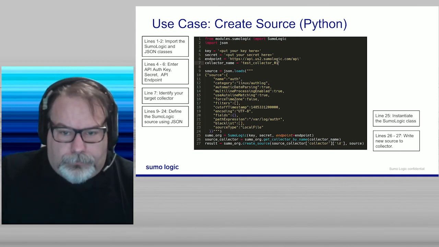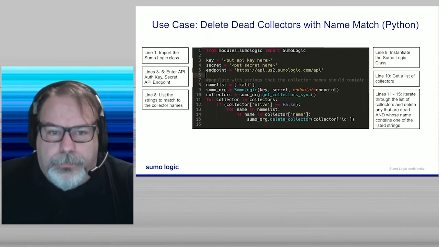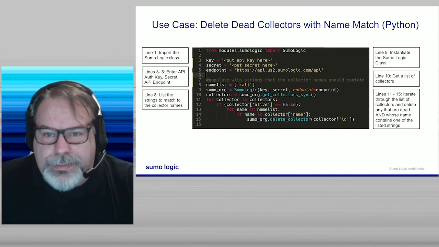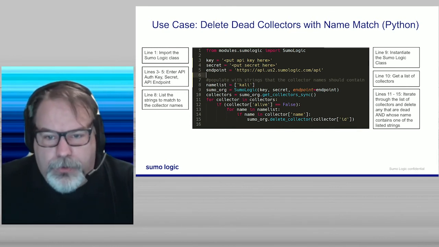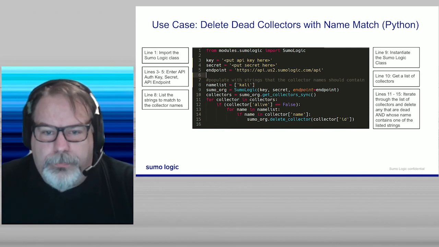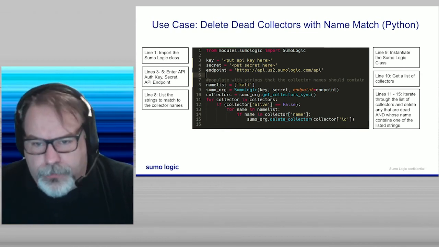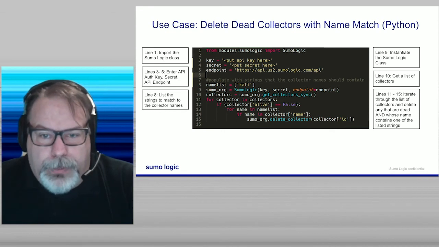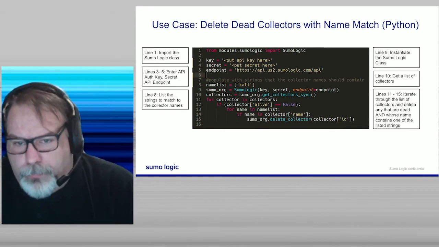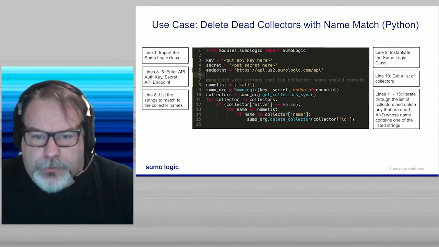Now, I do have another example here. This is one that is pretty common, wanting to delete dead collectors, but by name. So maybe you have a group of collectors that all start with the same substring. Maybe they all start with like PC or workstation, and you want to delete all of the collectors that are no longer alive, meaning that those endpoints have potentially been deprovisioned. So that's what this little script does.